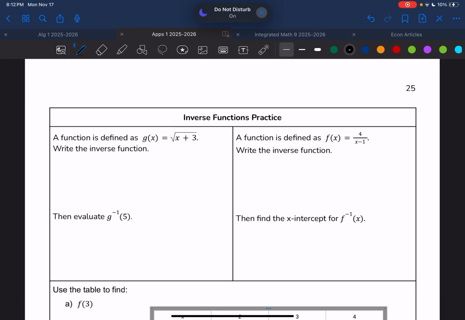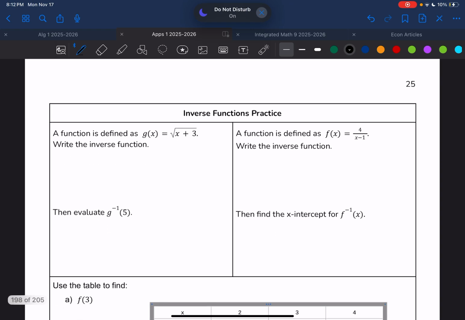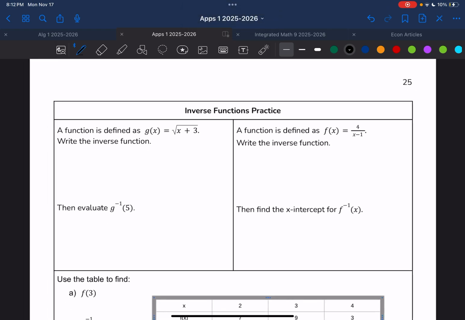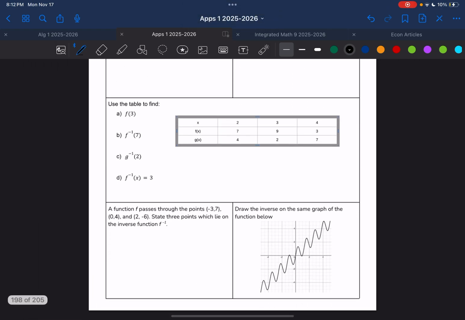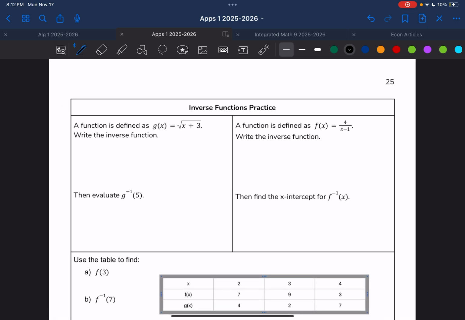Alright, so in this video I'll be talking through page 25. This is kind of a variety of practice with inverse functions. So we're going to build on all of the skills that we've looked at over the last couple days.